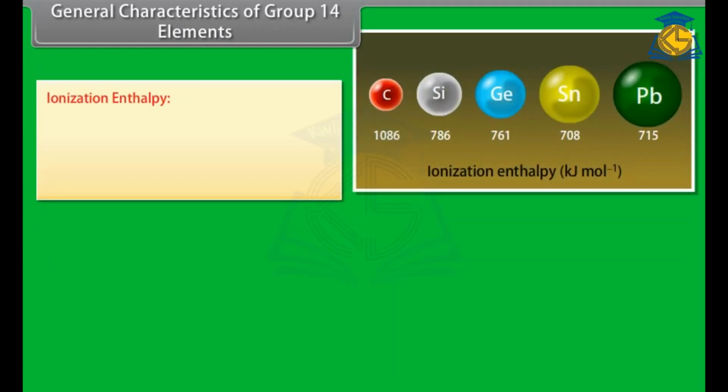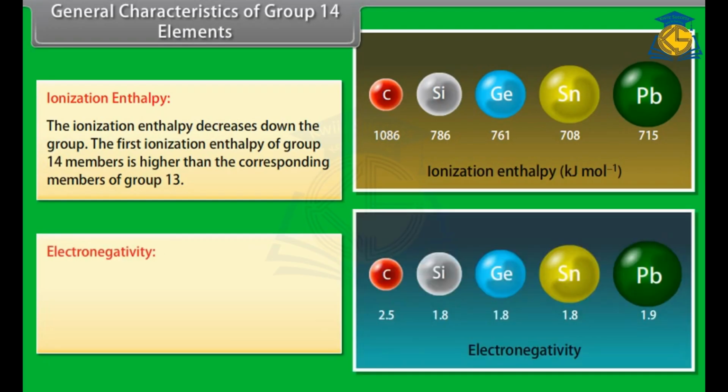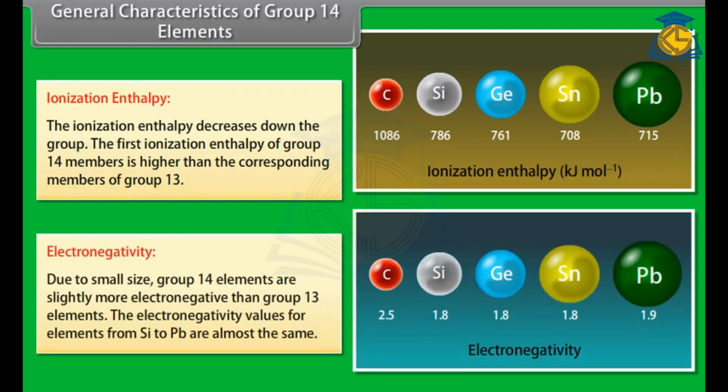Ionization enthalpy. The ionization enthalpy decreases down the group. The first ionization enthalpy of Group 14 members is higher than the corresponding members of Group 13. Electronegativity. Due to small size, Group 14 elements are slightly more electronegative than Group 13 elements. The electronegativity values for elements silicon to lead are almost the same.